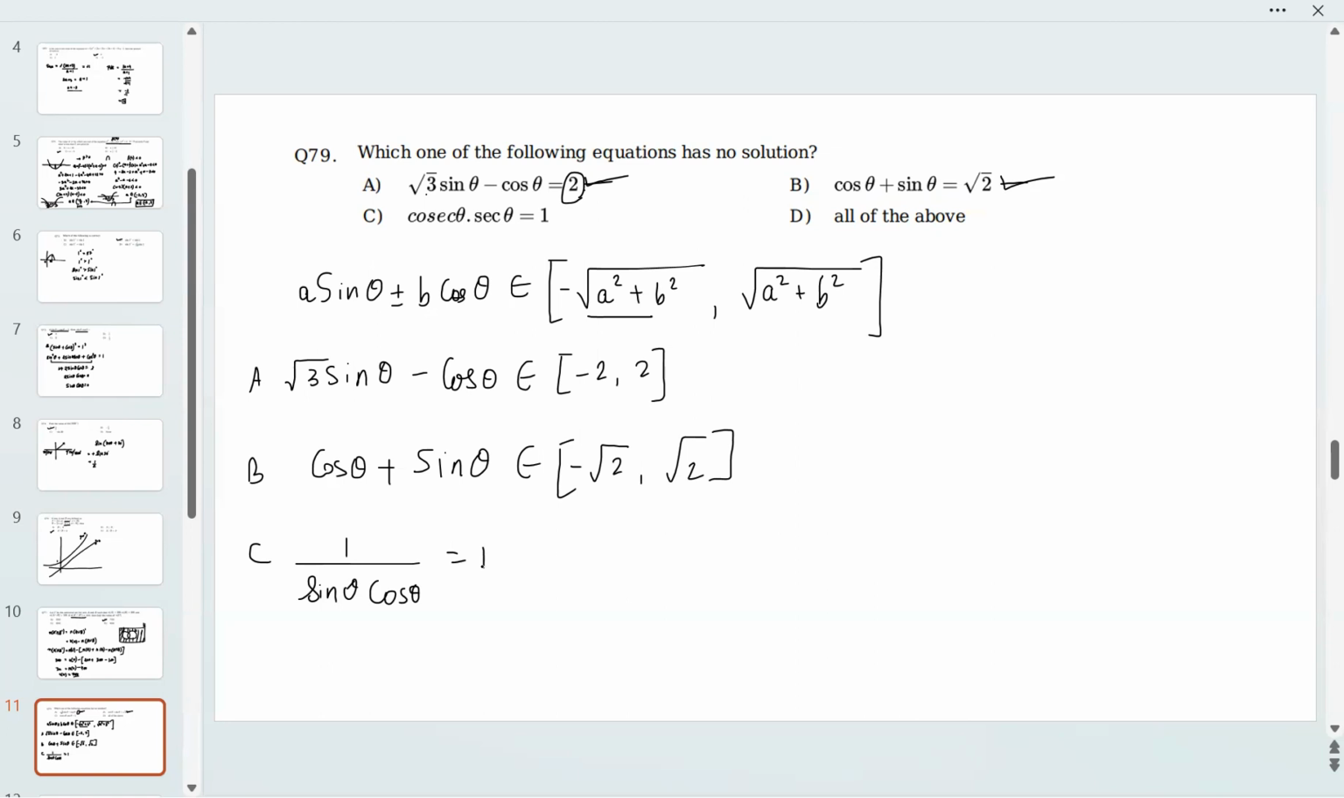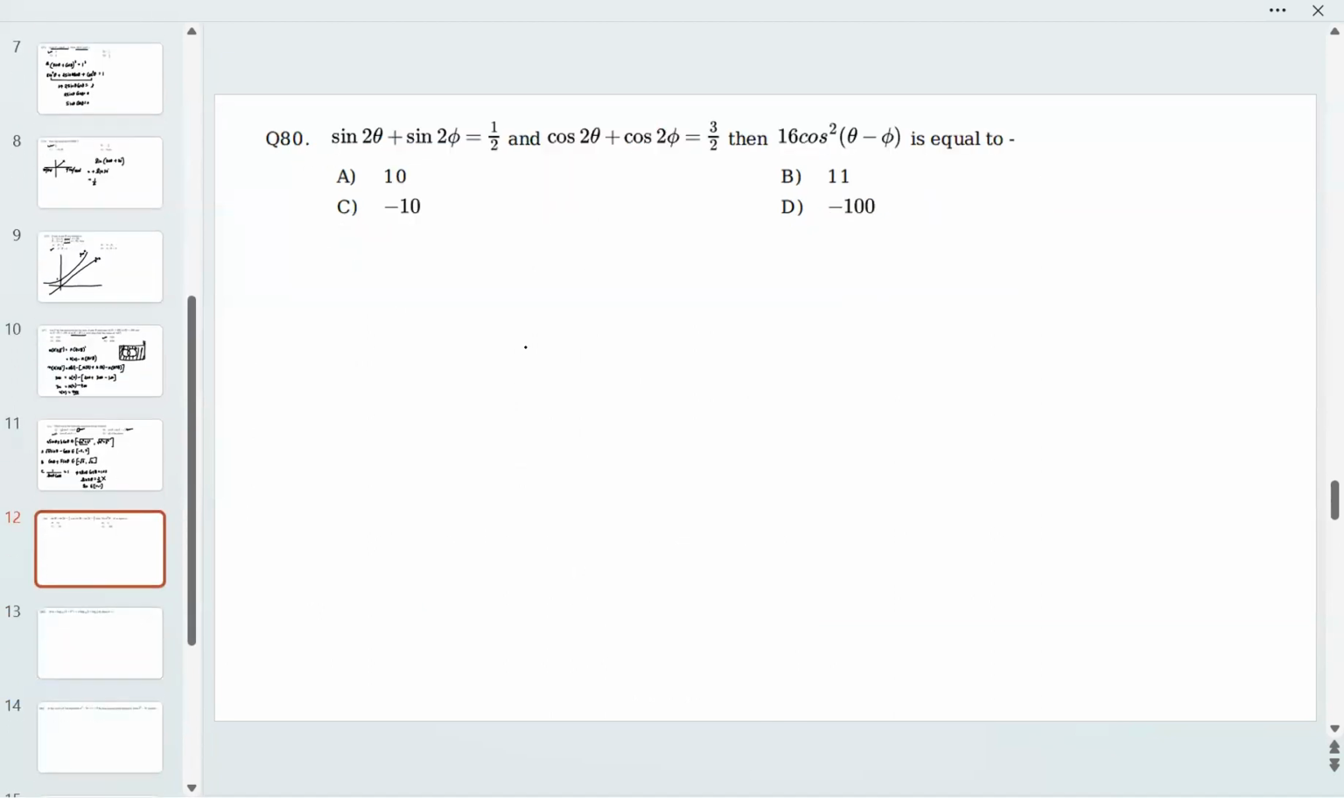Now, I hope you know the formula for multiple angles. So we can write sine theta into cos theta is equal to 1. If I multiply both sides by 2, in LHS I will get 2 sine theta cos theta, which is sine 2 theta, equals 2. And this is not possible because the sine of any angle lies between minus 1 and 1, whereas here there is 2. So this equation, option C, will have no solution.